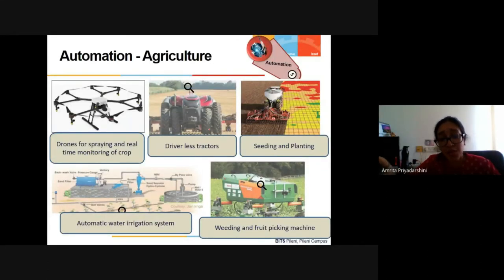In fact, sometimes in SERB and DST there will be specific calls for developing these kinds of equipment related to agriculture, because this is something really required in our country: automation in agriculture.